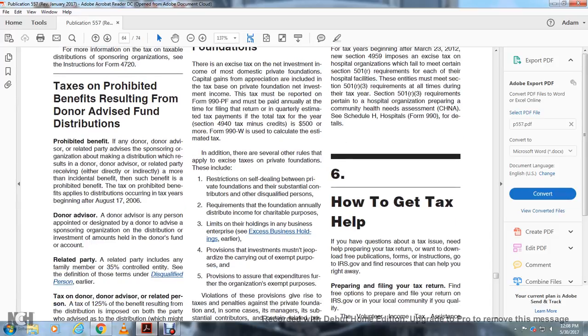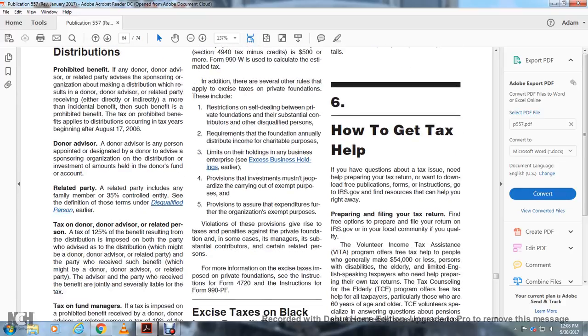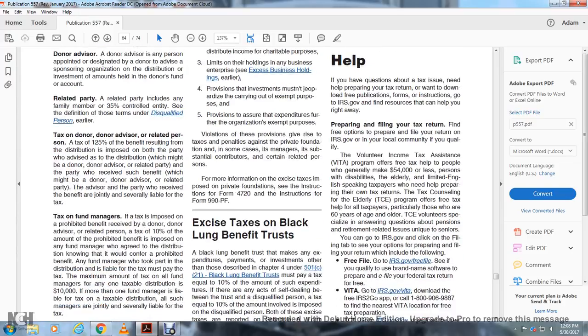17, 2006. Donor advisor. A donor advisor is any person appointed or designated by a donor with respect to distributions or investment of amounts held in the donor's fund account with the sponsoring organization. Related party. A related party includes any family member or any 35% controlled entity, as defined for the term disqualified person earlier.